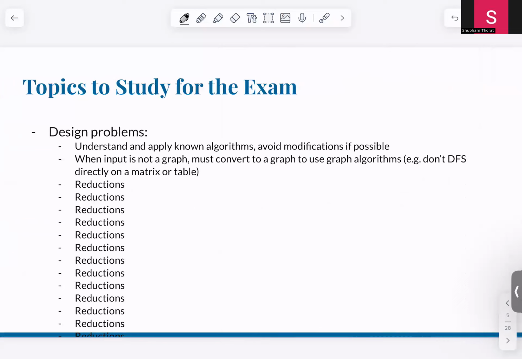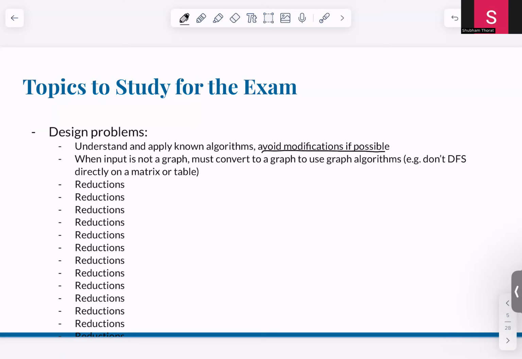In midterm 1, we basically have graph problems. I think the most challenging part of the midterm might be the design problems. Try to create a reduction-based algorithm, and understand each and every algorithm that we have covered in the lecture so far. Try to avoid modifications if possible, because modifications require very extensive proofs, and you won't be able to rely on the algorithms that we have covered in class. So it's always suggested that you use a reduction-based algorithm.